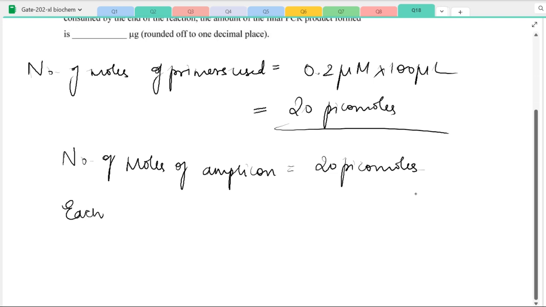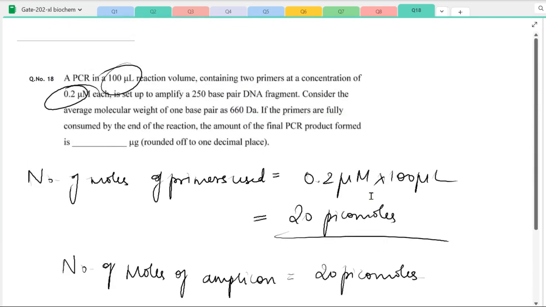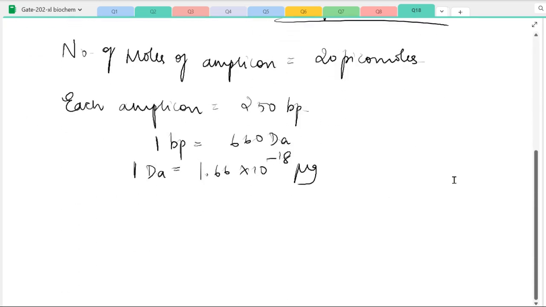Each amplicon is 250 base pairs. They have also given that one base pair is equal to 660 Dalton. And you should know as a fact that 1 Dalton is equal to 1.66 into 10 power minus 18 microgram. You need to remember this fact. It's quite surprising that they haven't given this, but usually it is given in the paper. If not, it's better to remember this. So 1 Dalton is equal to 1.66 into 10 power minus 18 microgram.